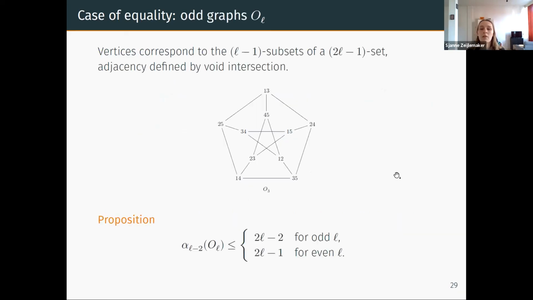And another one can be found in the family of odd graphs. So these are basically a special type of Kneser graphs. You can see the most famous one here, O3, which is basically just the Petersen graph. And we can show that this mixed integer program for our bound always gives the answer 2l minus 2 for odd l and 2l minus 1 for even l. And for all small graphs where we can experimentally check, this is always tight, unless we pick O5 for some reason. So probably this is another family for which this bound is tight.